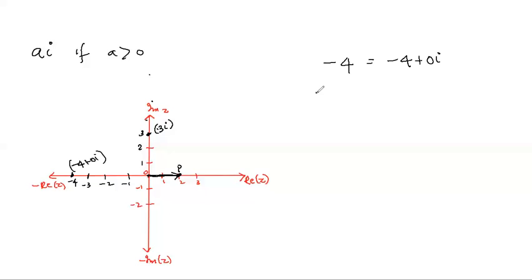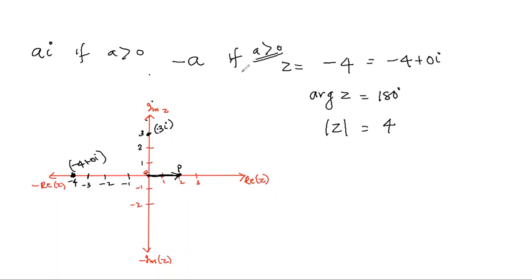So what is the argument of Z? 180 degrees. What is the modulus of Z? 4, not negative. Modulus is distance. Distance from origin to this point is 4 units. Therefore, modulus of Z is 4. Understood? Okay. So what is the argument of -a if a is positive? 180 degrees. All of you followed?